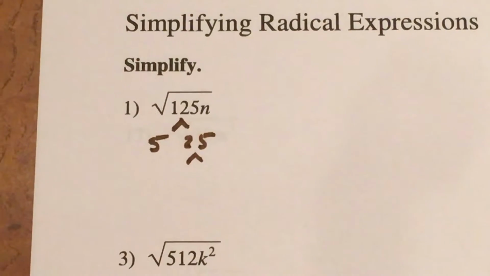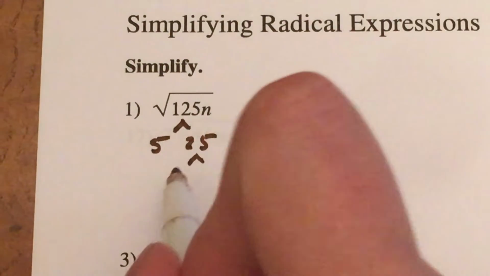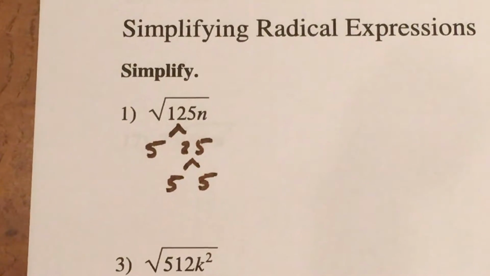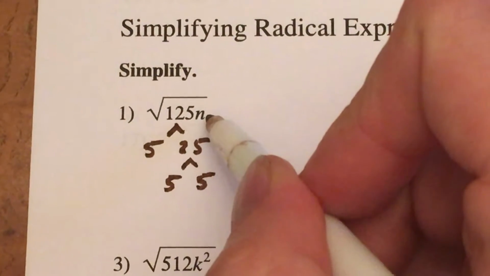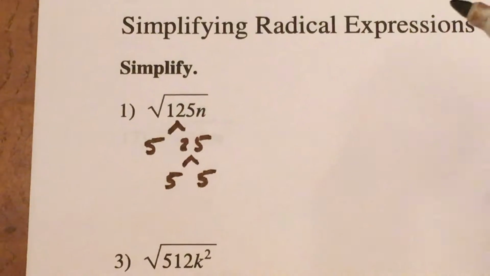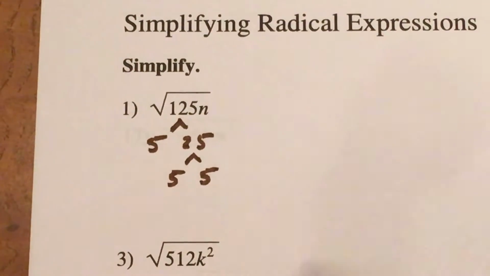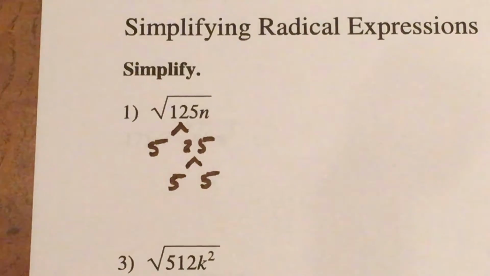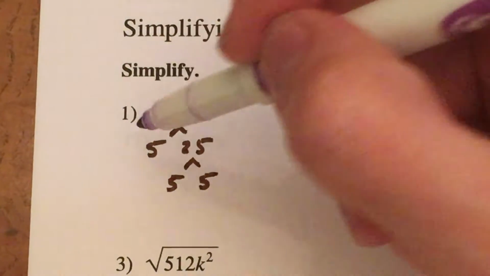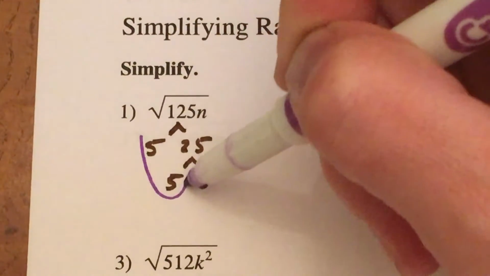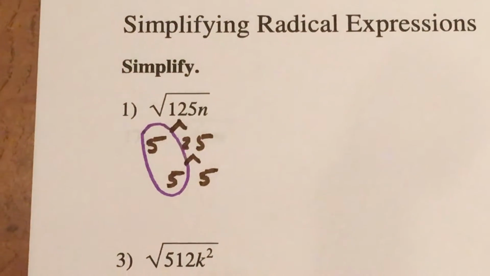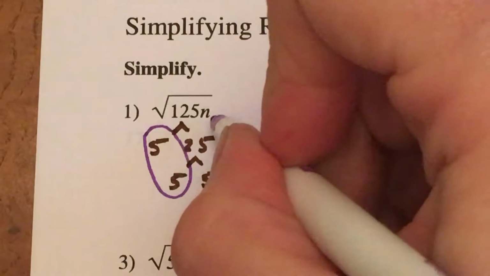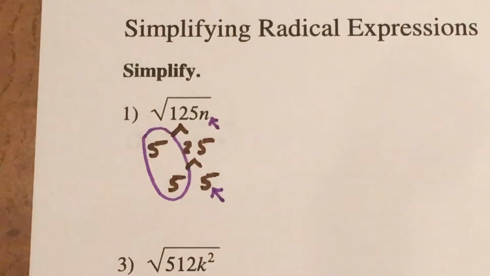25, what does that come from? And you'd say 5 times 5. I'd say, super. And then this n, there's just one of it. It's just an n. Okay. So I'm looking for two of the same thing in order to make a bundle. And yes, I definitely have a couple of 5s. Great. Now I have a leftover 5 and I have a leftover n.